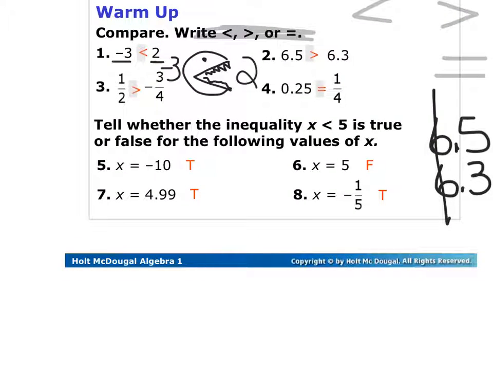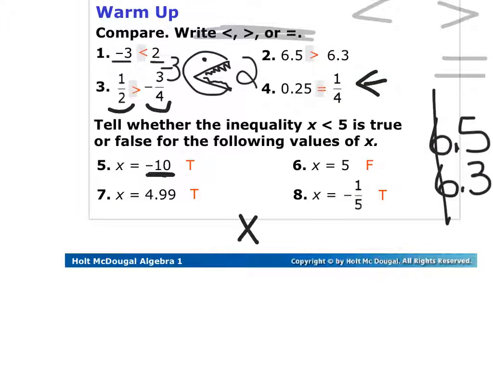On the two fractions here, on number 3, again, if these were the same sign, then we'd either have to make them decimals or find a common denominator or even do cross products. But in this case, one's positive and one's negative. So clearly we can see that the positive number 1/2 is greater than -3/4. On number 4, though, we need to make them the same. So either make them both fractions or both decimals. So in this case, I could turn 1/4 into a decimal by dividing and make it 0.25, and then it's equal to.